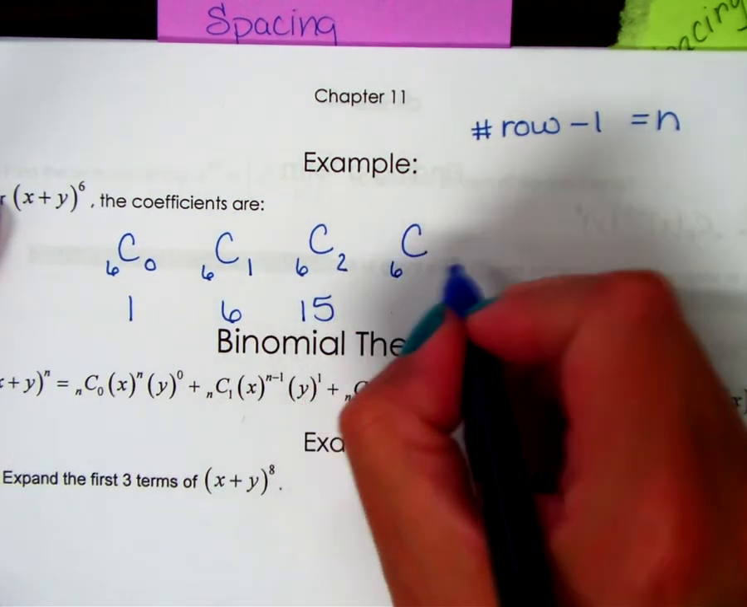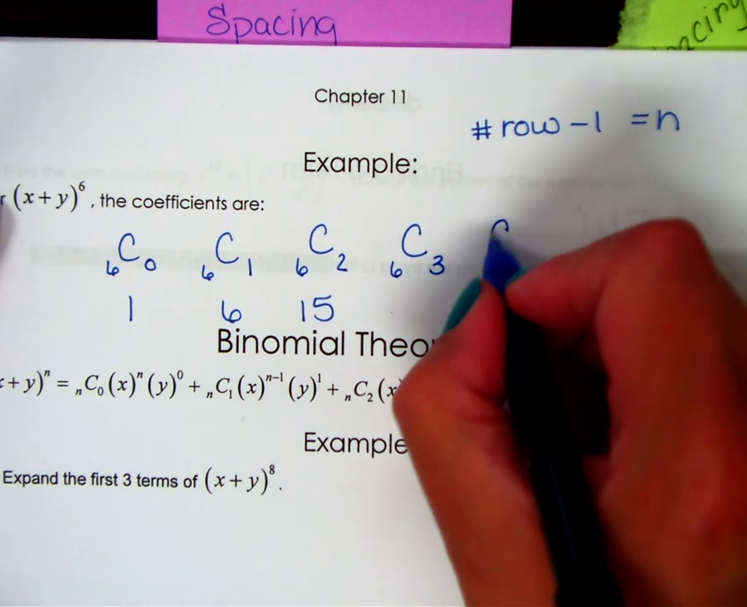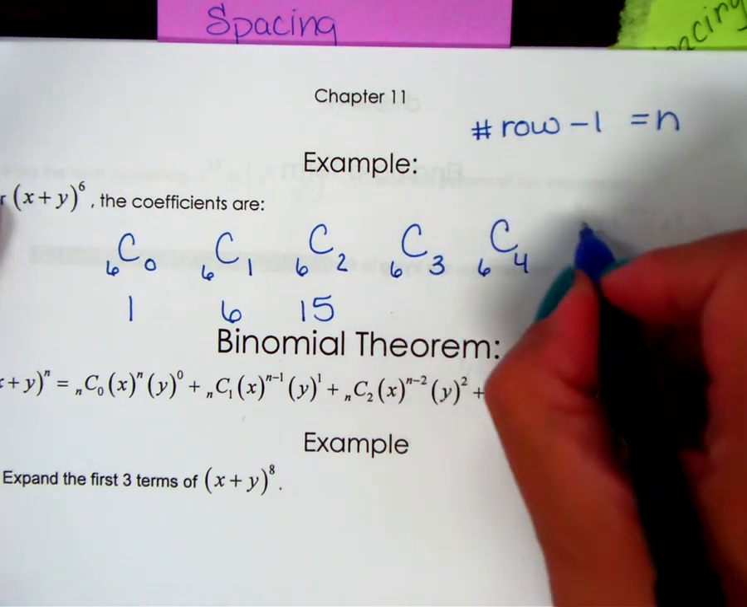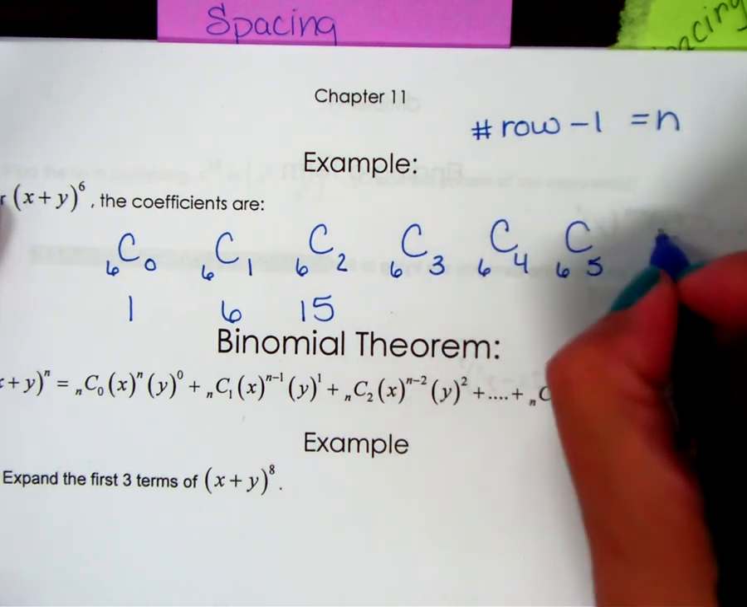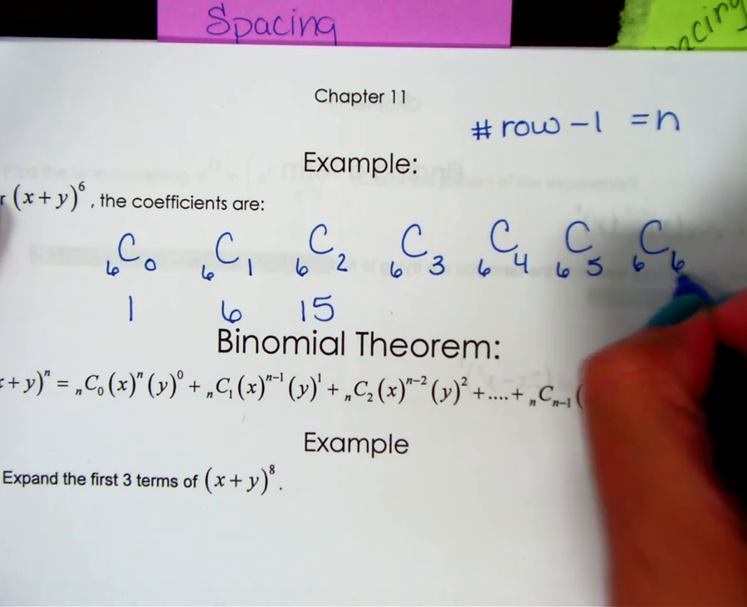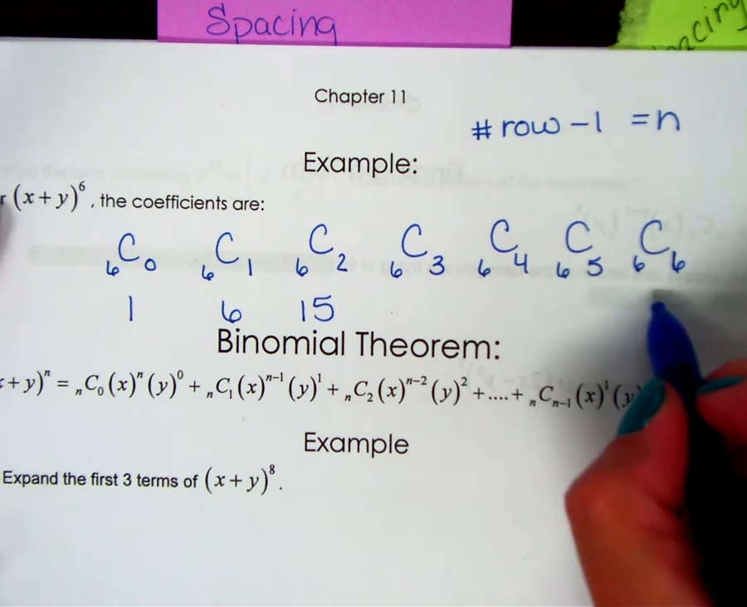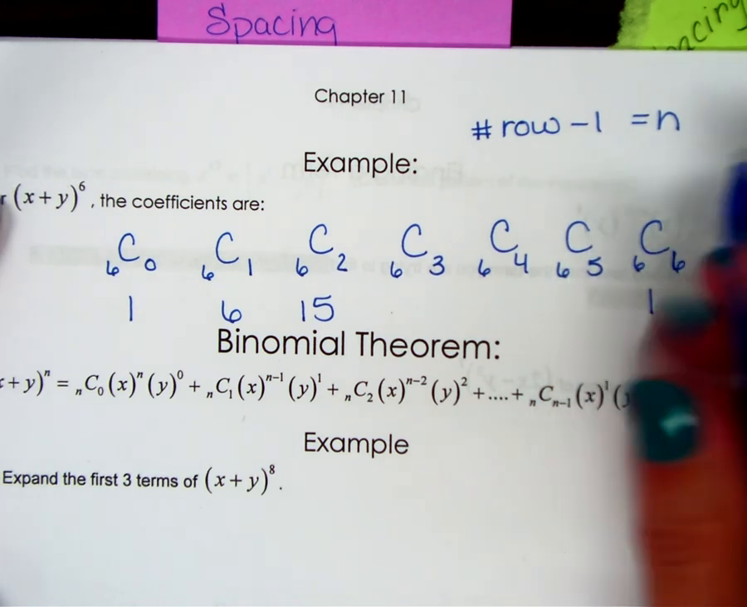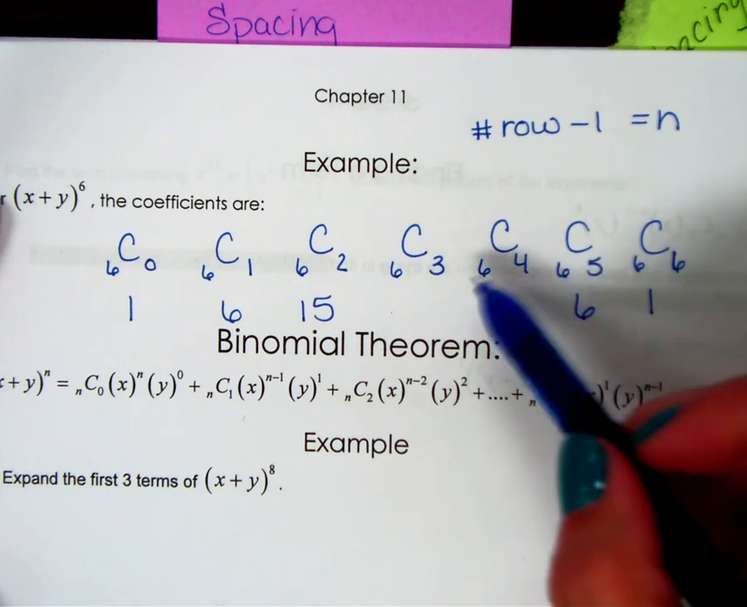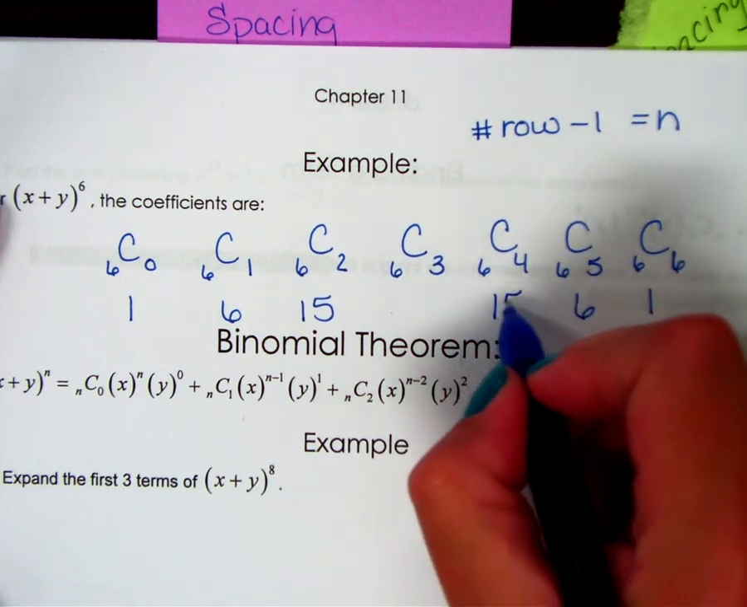No, you can look at the Pascal triangle. 6 choose 5. And 6 choose 6. What's 6 choose 6? 1. What's 6 choose 5? 6. What's 6 choose 4? 15. 20.